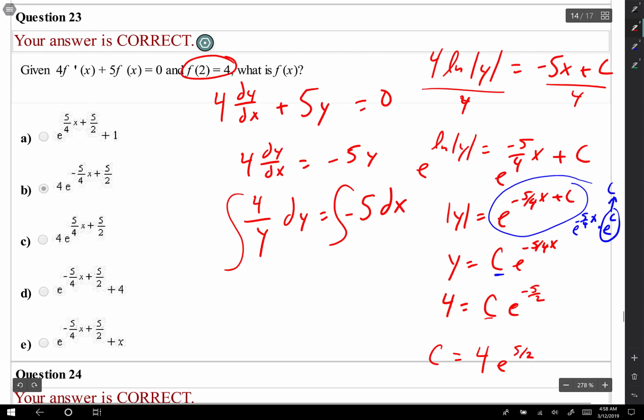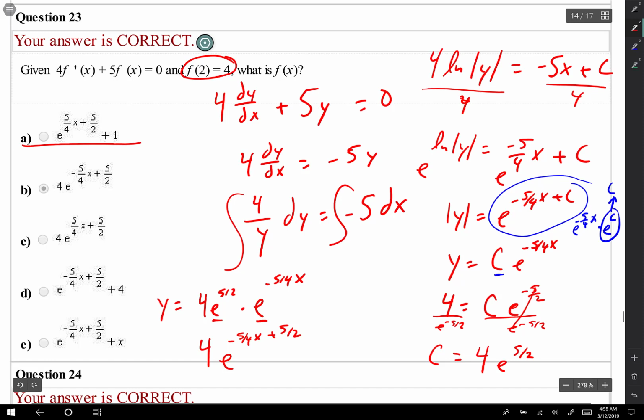Chavez, why did you turn it to a positive? Because when I divide by negative, it's down here, guys. So that e to the negative 5 halves, you can bring it up, and there it is. So that's what c is. All right, now that I know c, here's my equation: 4e to the 5 halves times e to the negative 5 fourths x. Now it looks awkward, especially when you have the same base. So just combine them. Since you're multiplying, you can just write e to the negative 5 fourths x plus 5 halves. And let's look for that. Here it is. This person got it right. There it is, guys.